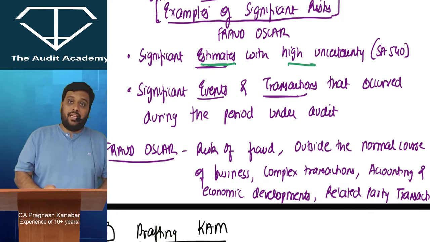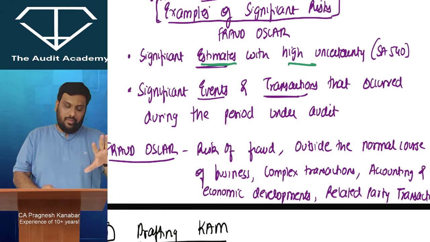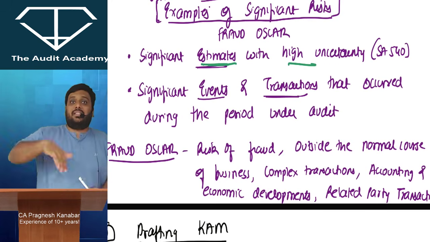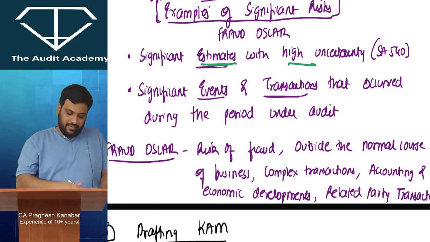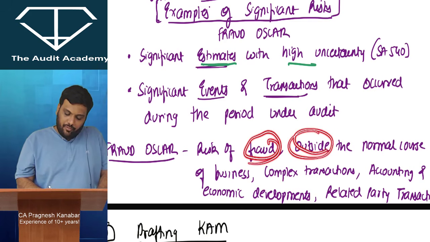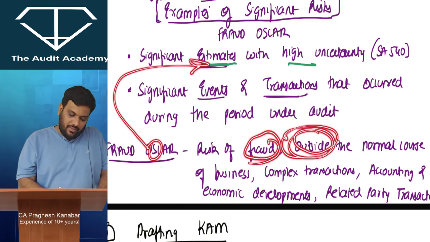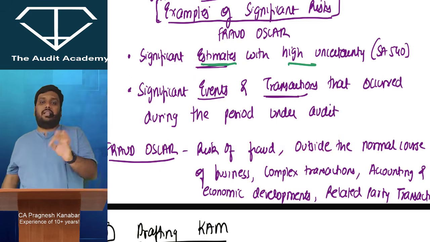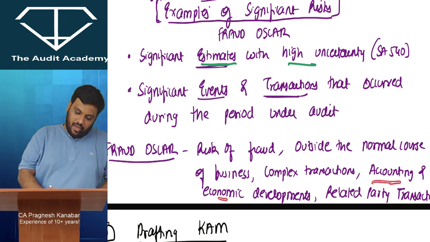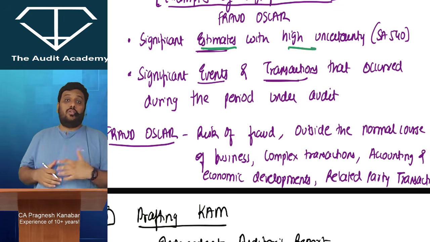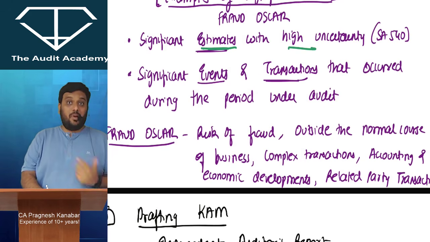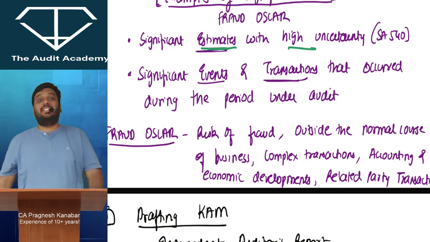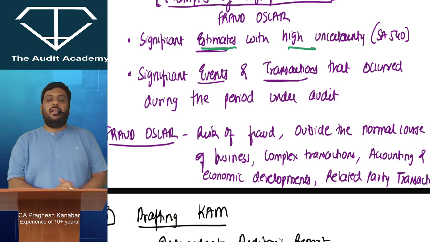Look at this FOSCAR. If in exams they tell you that this is a risk of fraud, or if you feel that there is a transaction outside the normal course of business, like a manufacturing entity giving loans, all right, outside the normal course of business. S for subjectivity was covered over here, that is why I did not write it over here. So F for fraud, O for outside the normal course of business, S for subjectivity, C for complex transaction, acquisition and stuff, A for accounting and economic developments, like lots of amendments in GST and stuff, or a new set of Ind AS, or first-time adoption of Ind AS. R for related party transactions. Obviously, related party transactions is an area of significant risk.